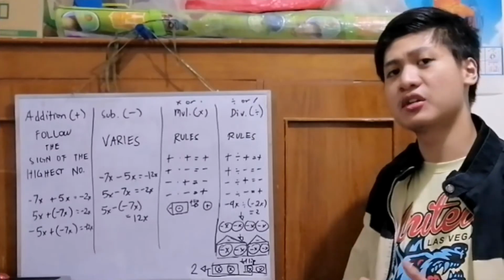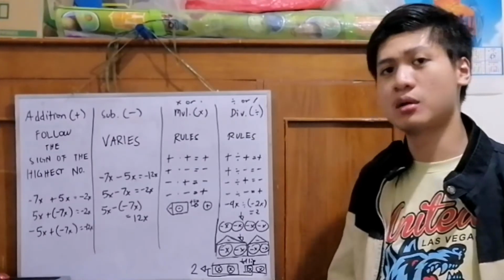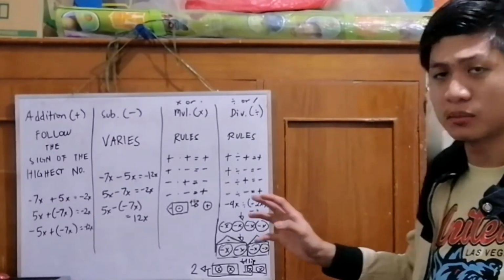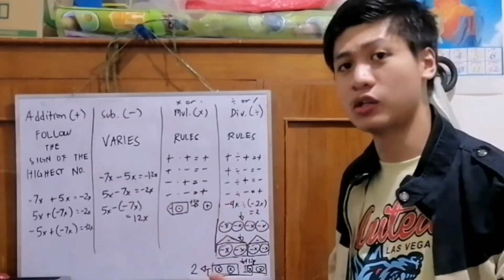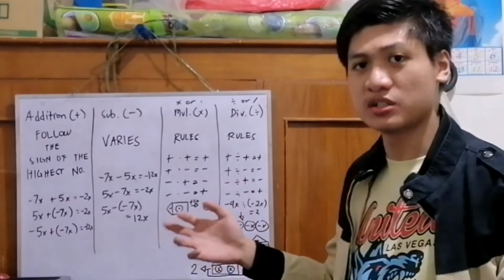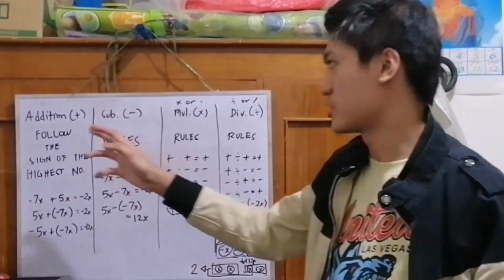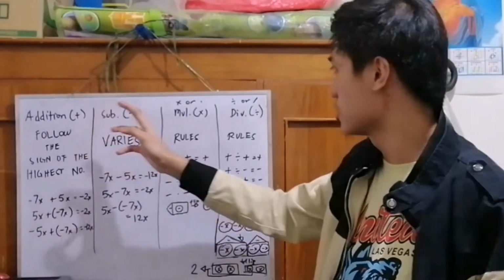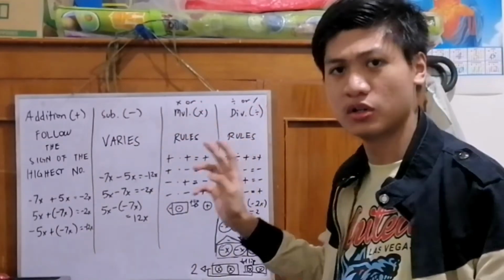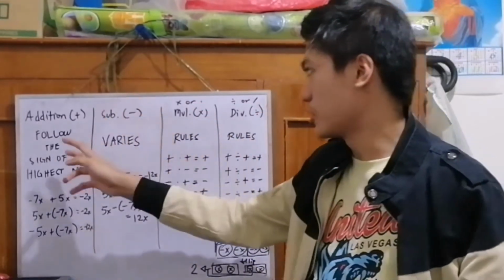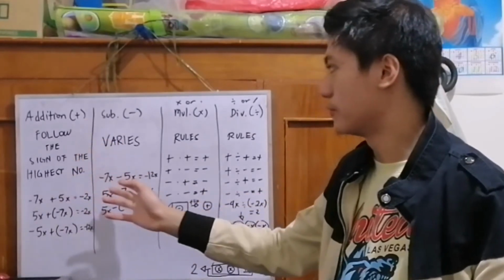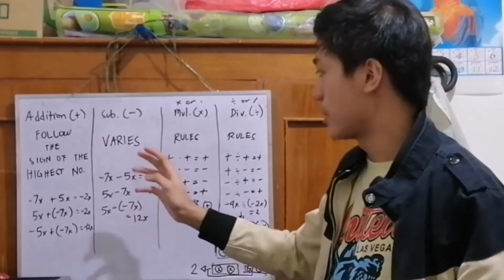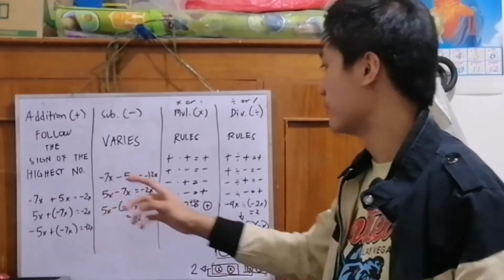Before we have another set of math problems regarding algebra, let us first tackle this set of rules and reminders that we have to follow before answering such math problems. There are certain rules and reminders for addition, subtraction, multiplication, and division. Always remember these. For addition, all you have to do is follow the sign of the highest number for your answer. Now I have certain examples right here.